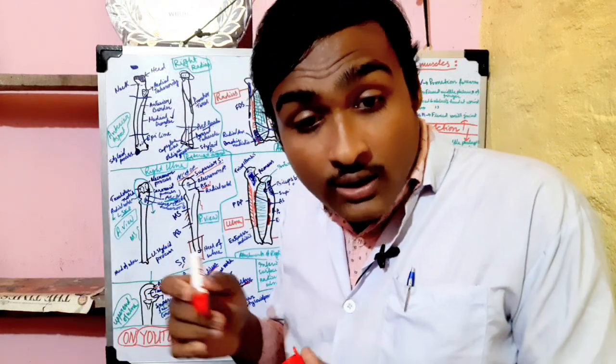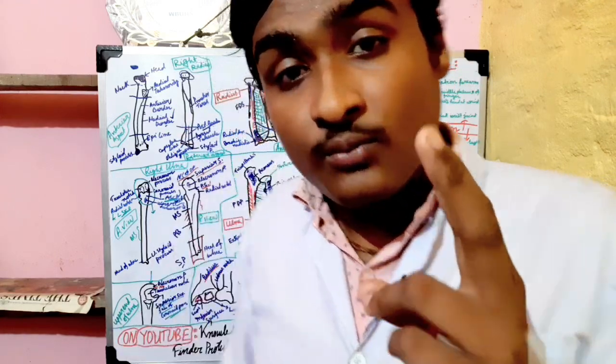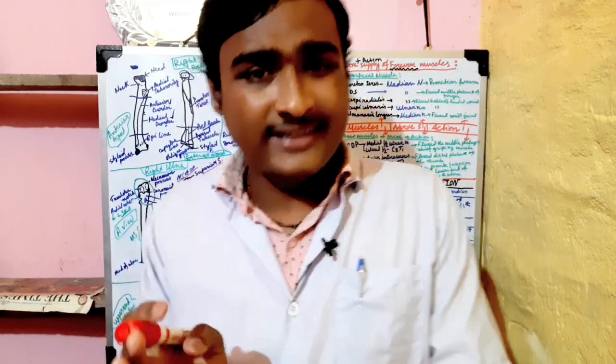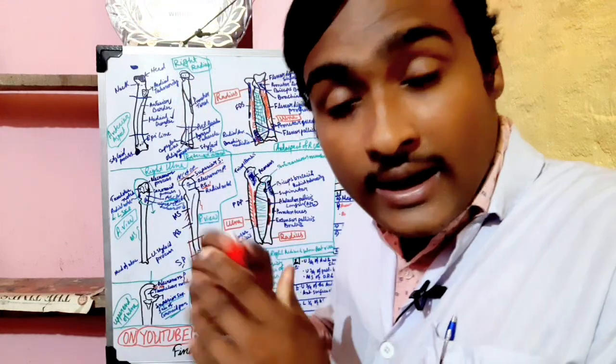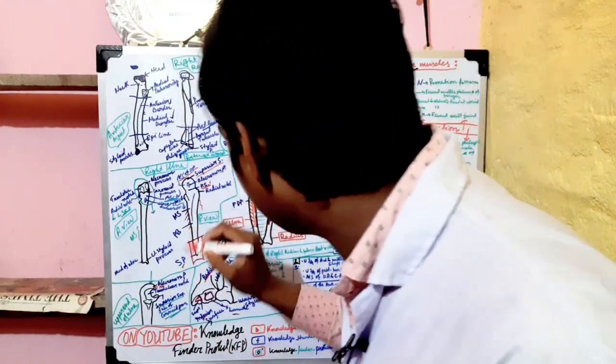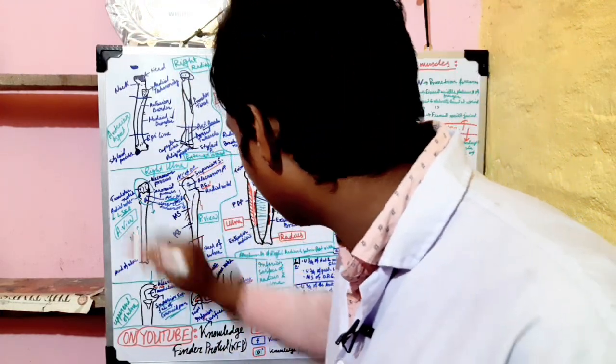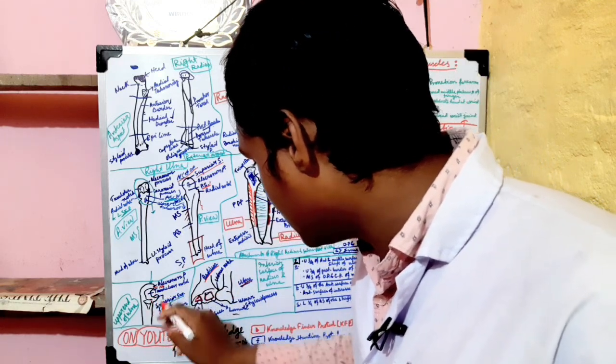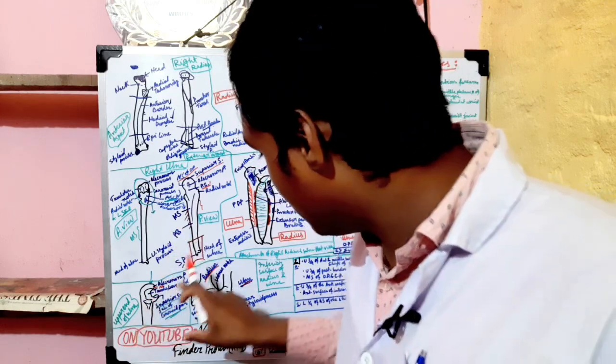Here you can see the upper end presents two processes and two notches. This is the olecranon process and the coronoid process. This is the trochlear notch, and this is the radial notch. You can identify these in this video.